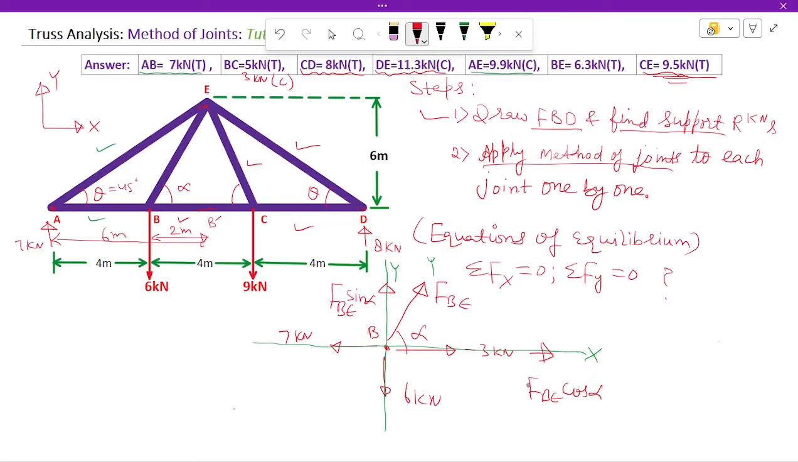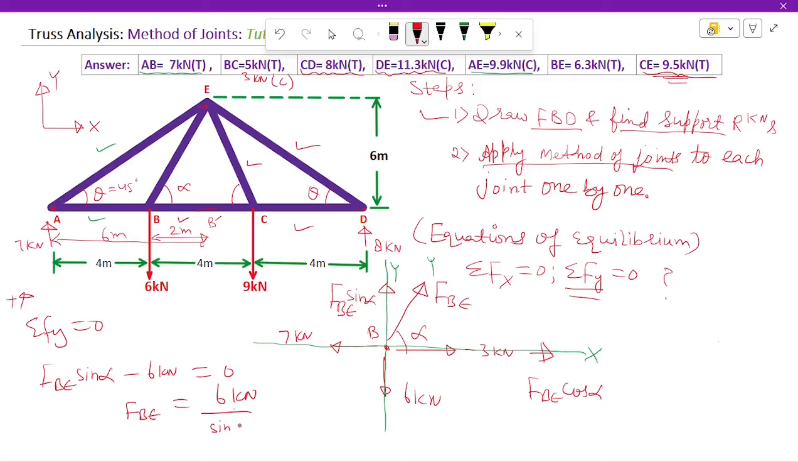This 6 kilonewton is in y, so we will apply this equation first. Summation of forces in the y direction is 0, assuming upward forces are positive. So this is now the sum of all the forces on the y-axis. FBE sine of alpha is upwards on the y-axis, so this is positive. Now this 6 kilonewton is downwards, negative 6 kilonewton. Do we have another force on the y-axis? No, so the sum of them is 0. From here we are going to get the value of FBE. It is going to be 6 kilonewton divided by sine of alpha.